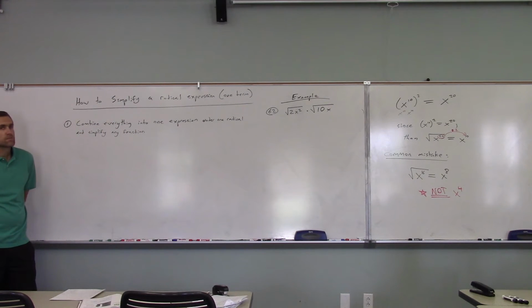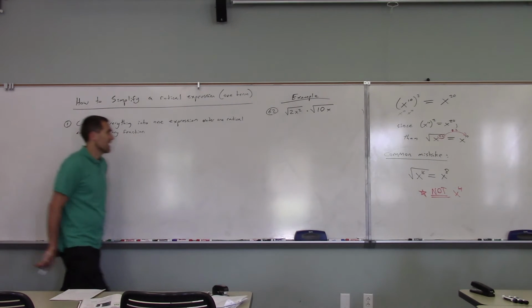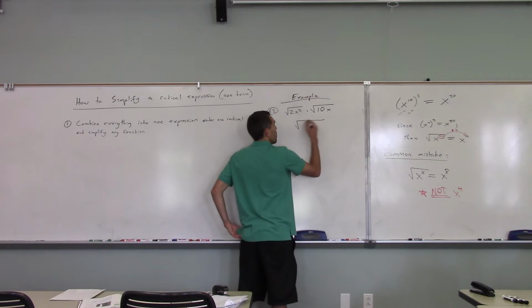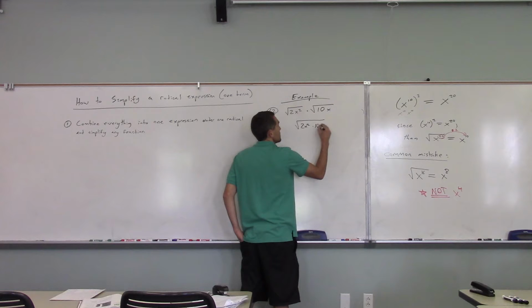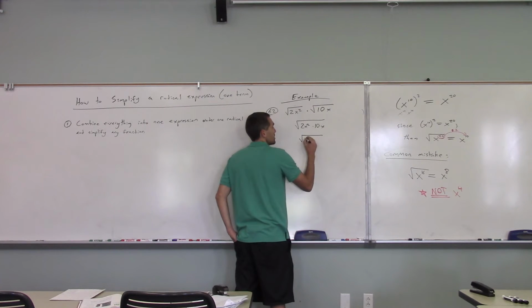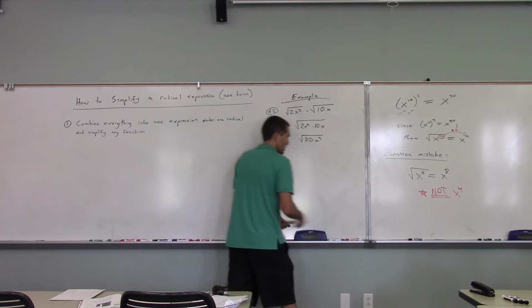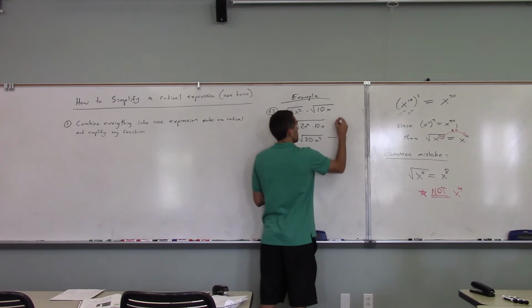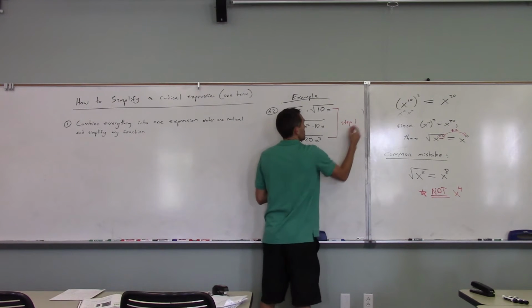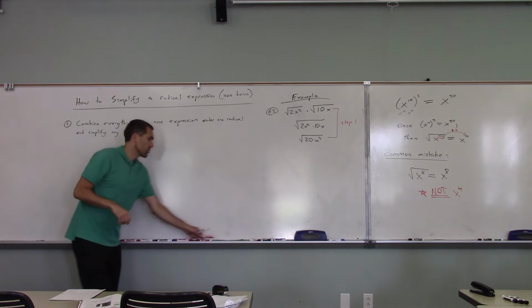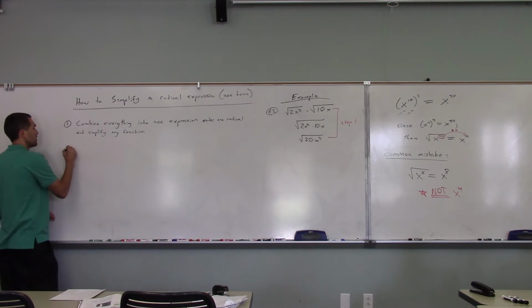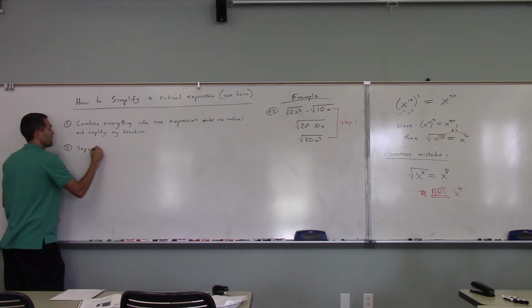So, what will we do first? Exactly. We just write this as one clump of 2x squared times 10x, and then 2 times 10, like you just said, Jess, is 20, and x squared times x is x to the third. There we go. So here is step 1. Okay, got it. We make it into one clump. Step 2.